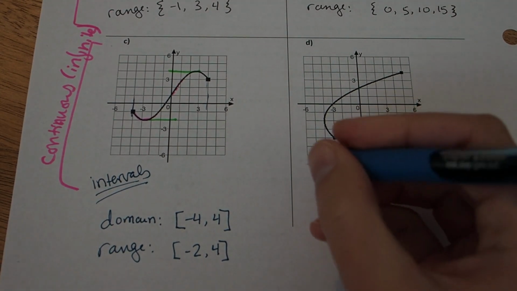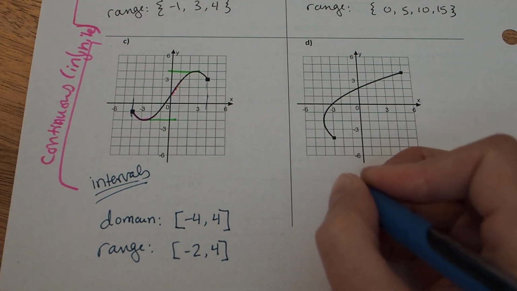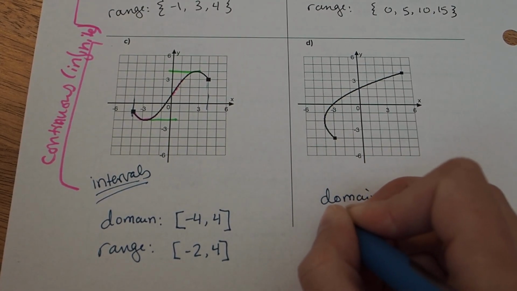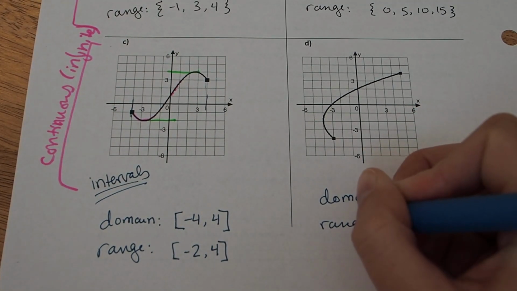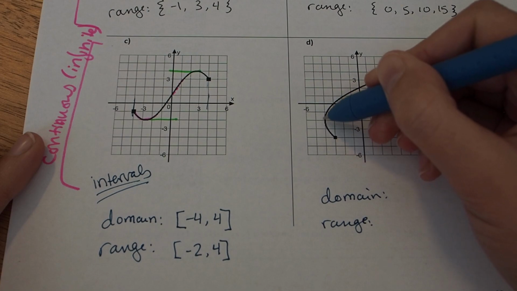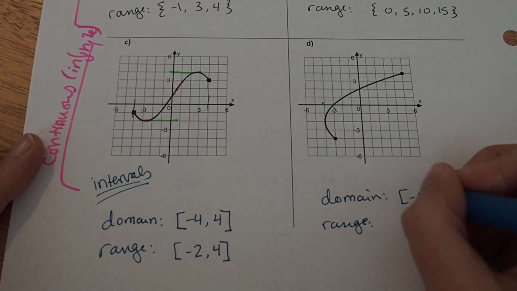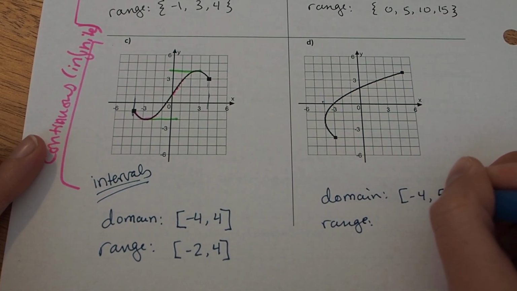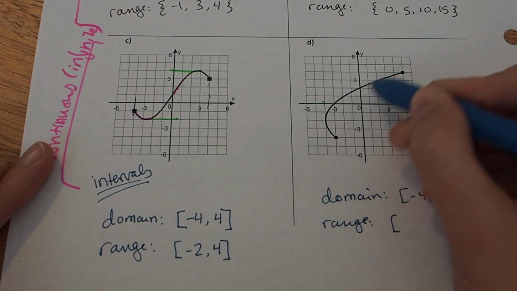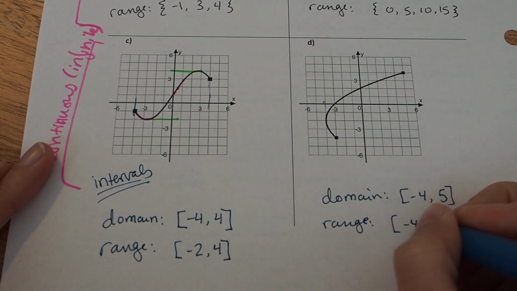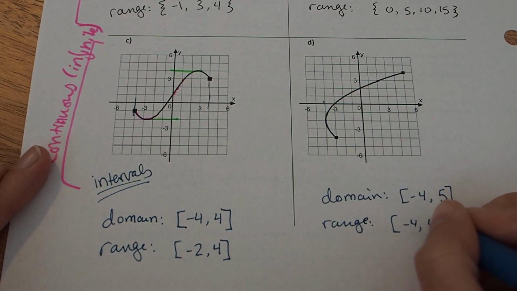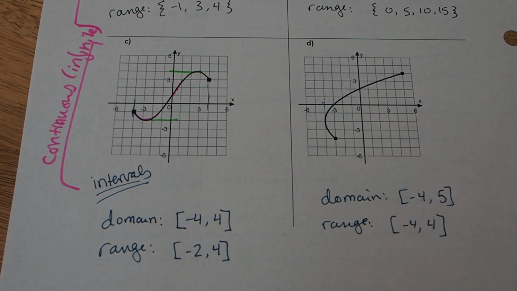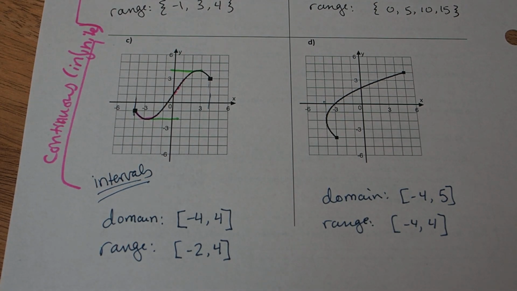All right, let's look at another set of intervals here. This is also connected, therefore continuous. So I'm going to list the domain and range in intervals. Okay, so the domain is the smallest x value, which I can see right over here at -4, to the highest x value, which is going to be at this endpoint here at 5. Smallest range value, smallest y value down here at -4, highest y value up here at 4. All right, go on to the next page.